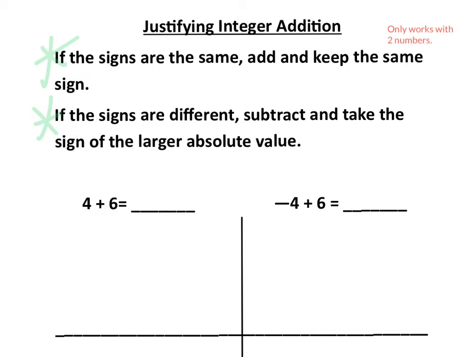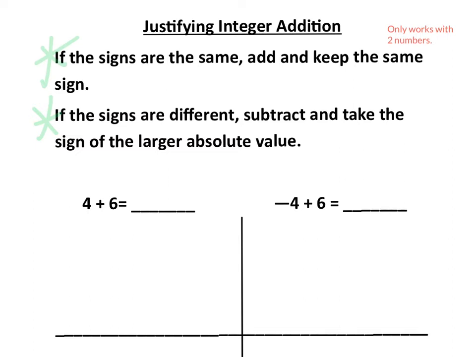Taking a look at this, we have to note that both of the rules here state if the signs are the same or the signs are different, meaning you're looking: are both numbers positive? Are they both negative, or do you have one of each? That's going to be what determines what the justification or what the steps are going to be. So let's take a look at the first problem, 4 plus 6. You all are smart. You're very intelligent.